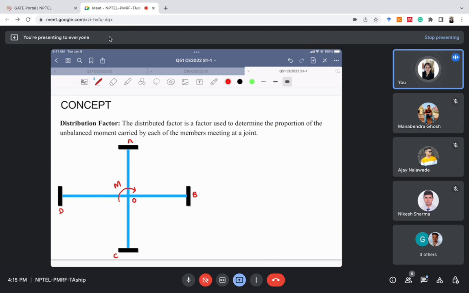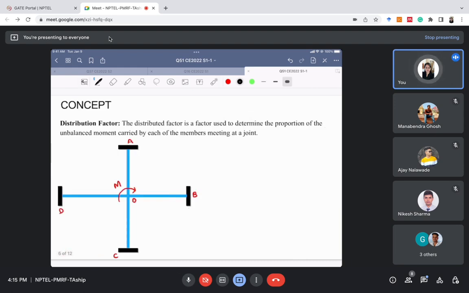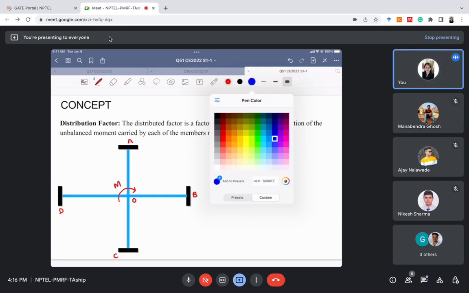We will calculate the stiffness of all the members. The bending stiffness formula we already know. When the far end is fixed, the value of bending stiffness is 4EI by L. So we can calculate the bending stiffness of each of the members, because for member OA the far end is A and it is fixed. For OB, for OC and for OD also, the far end is fixed.